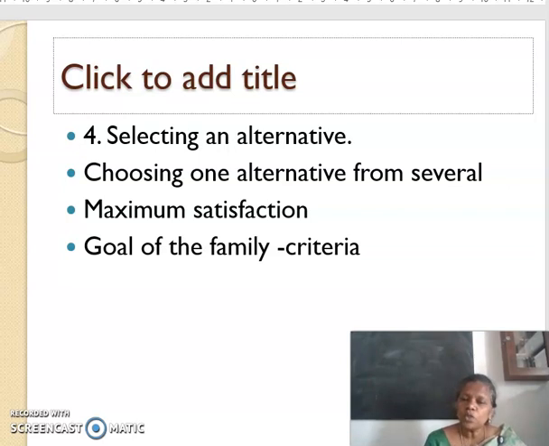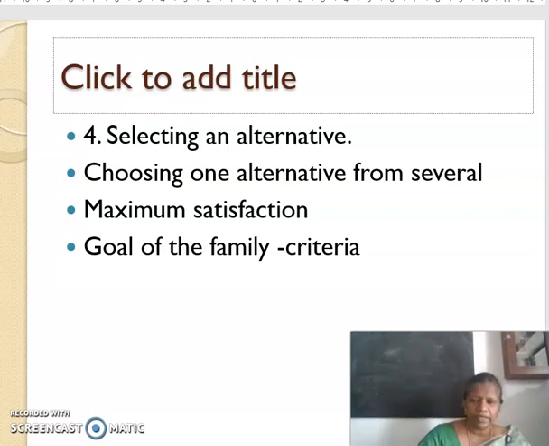So you are going to choose one alternative from several alternatives. That is called selecting an alternative. How will you choose it? Which alternative will give a maximum satisfaction? You are going to take it. It must be based on the goals of the family. The criteria you select must be based on the goals of the family. Can you understand?